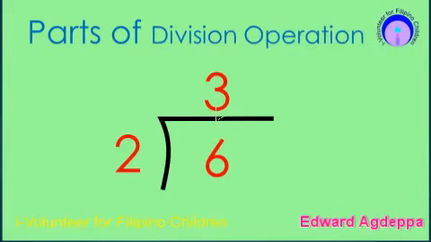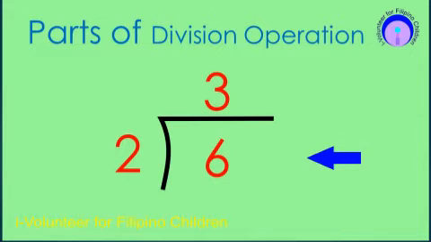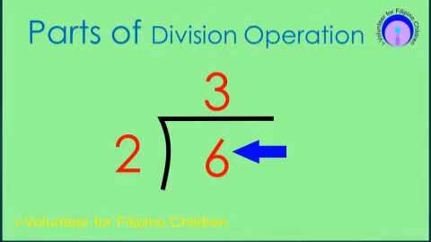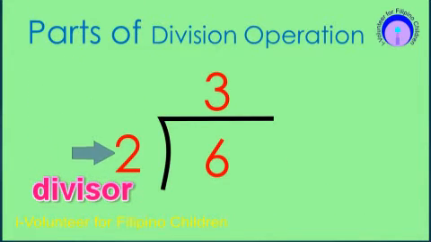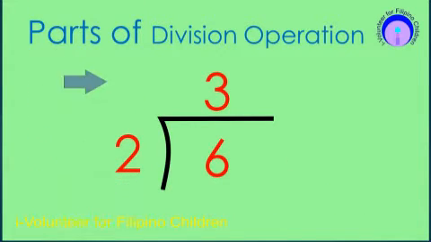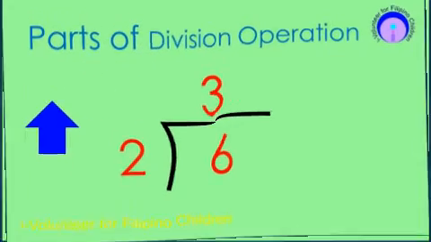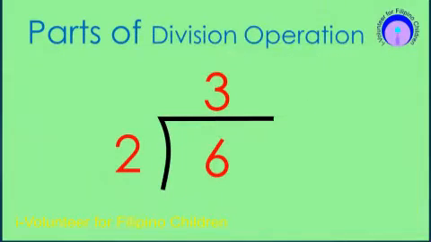Let me read the first item. 6 divided by 2 is equal to 3. The parts of division operation are dividend is equal to 6. Divisor is equal to 2. Quotient is equal to 3. It's your turn to read.